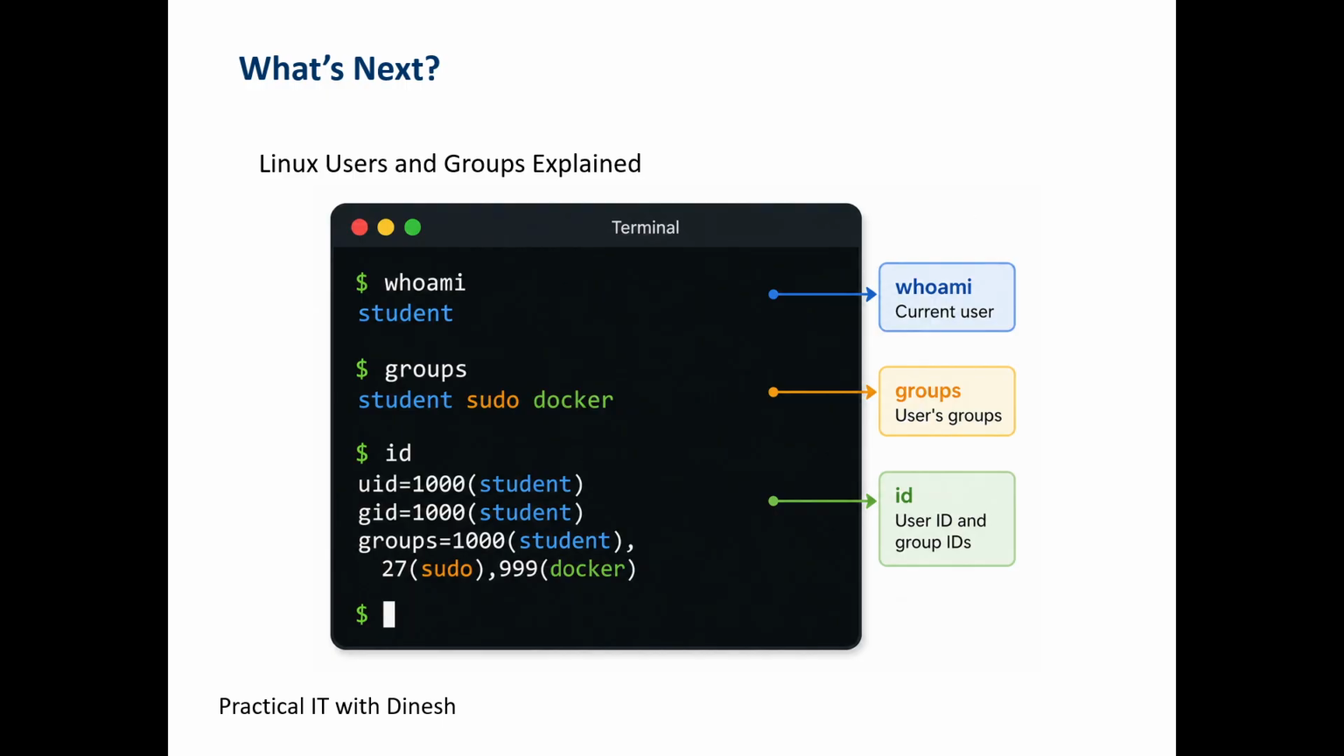Now that we have understood permissions, the next logical step is to learn about Linux users and groups. We will explore commands like whoami, groups, and id, and see how Linux identifies and controls access.